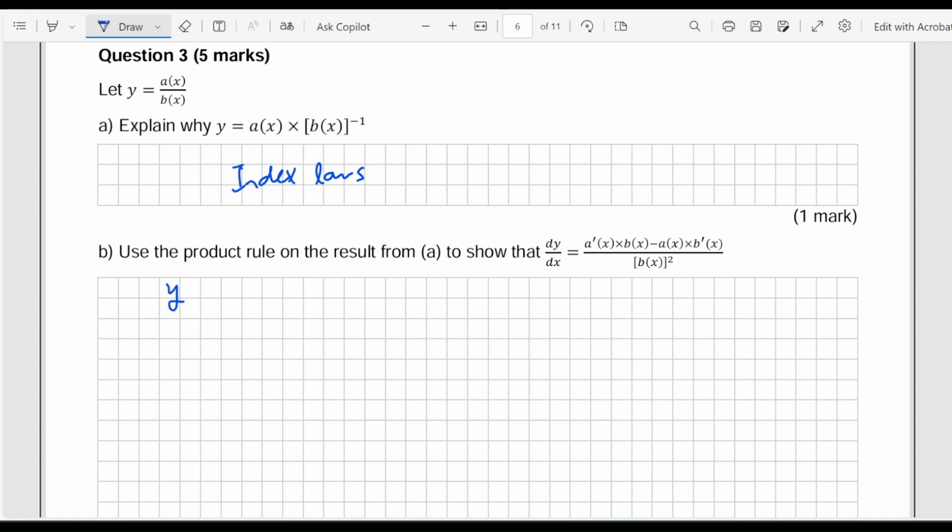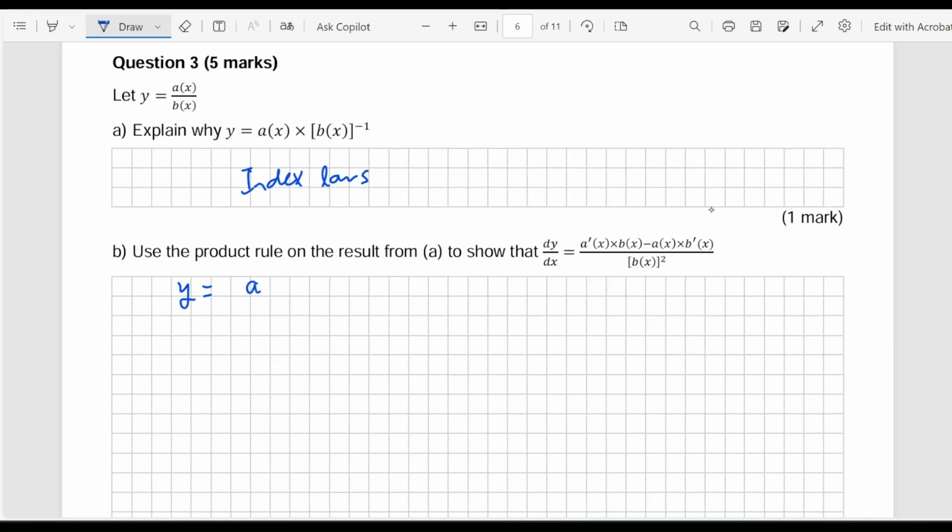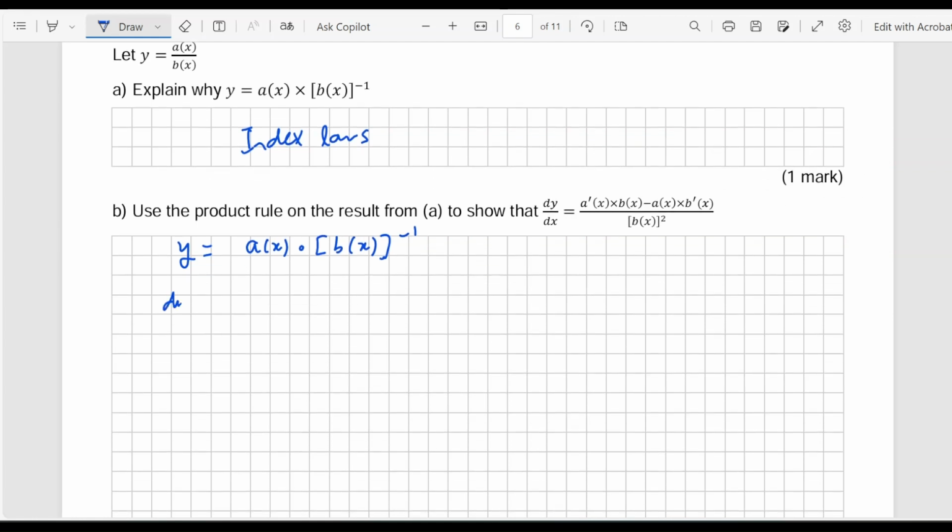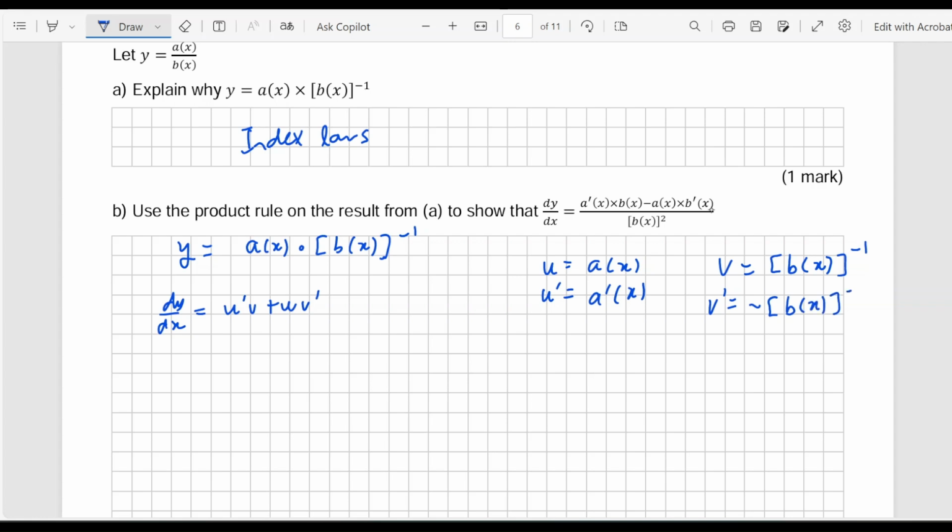So y is going to be a of x times b of x to the power of -1. And we're going to use the product rule. So dy/dx is u' v plus u v'. U is going to be a of x, so u' had better be a' of x. V is going to be b of x to the power of -1. So v' is going to be minus b of x to the power of -2 times b' of x.